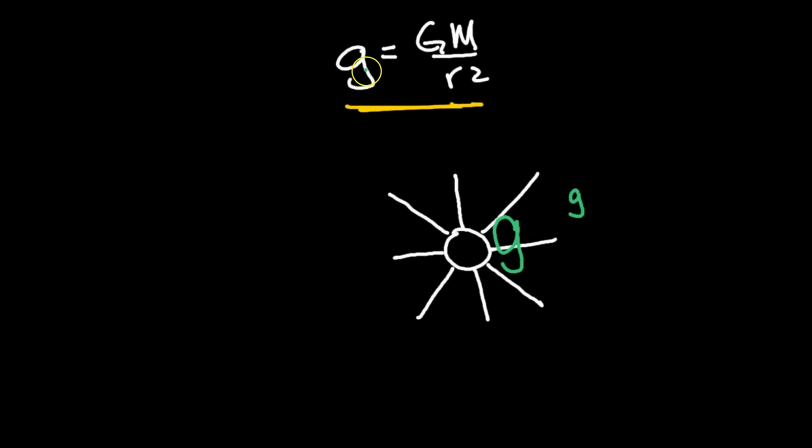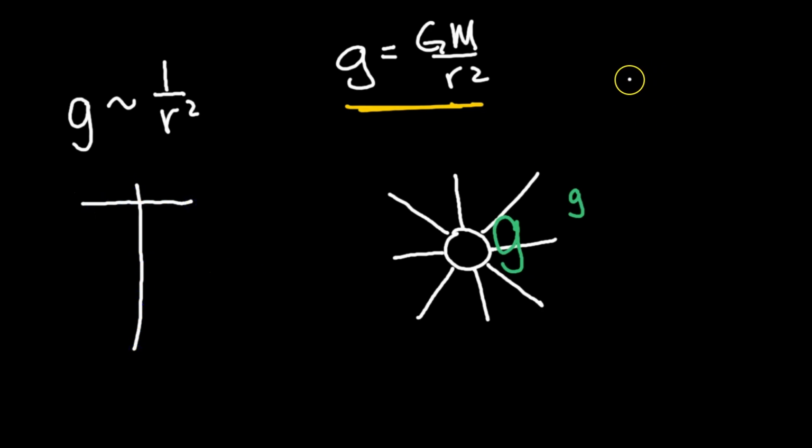Now, there is a relationship between gravitational field and the distance you are from the center of the planet. That relationship is g is proportional to 1 over r squared. We call this an inverse square relationship. Let's take a look at an example of this.